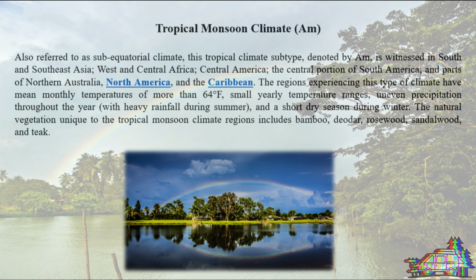The regions experiencing this type of climate have mean monthly temperatures of more than 64 degrees Fahrenheit, small yearly temperature ranges, uneven precipitation throughout the year, with heavy rainfall during summer, and a short dry season during winter. The natural vegetation unique to the tropical monsoon climate regions includes bamboo, deodar, rosewood, sandalwood, and teak.